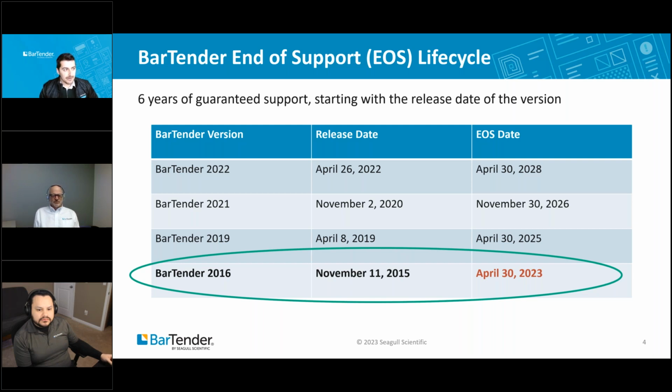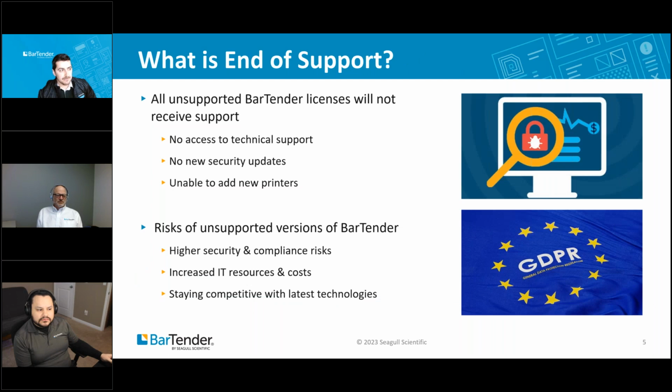When we're talking about end of support, what exactly does it mean? It means that all unsupported BarTender licenses will no longer receive support. You do not have access to technical support, you will no longer receive any security updates regardless of the severity of those issues, and you will lose the ability to add any new printers. All of that is already a lot to think about, and it could lead into much larger issues down the line, such as higher security and compliance risk.